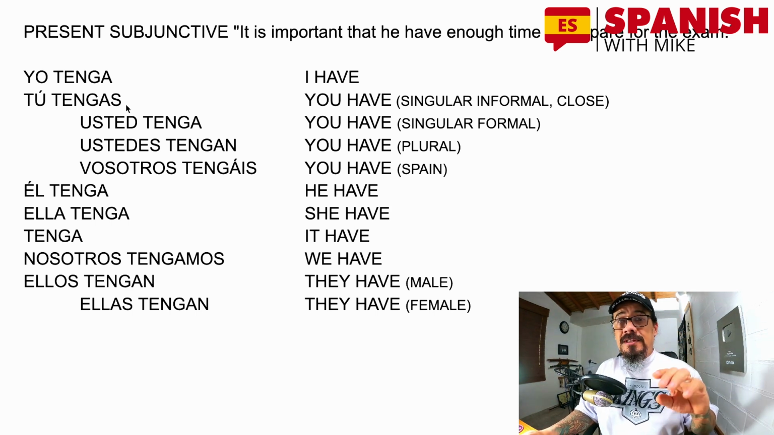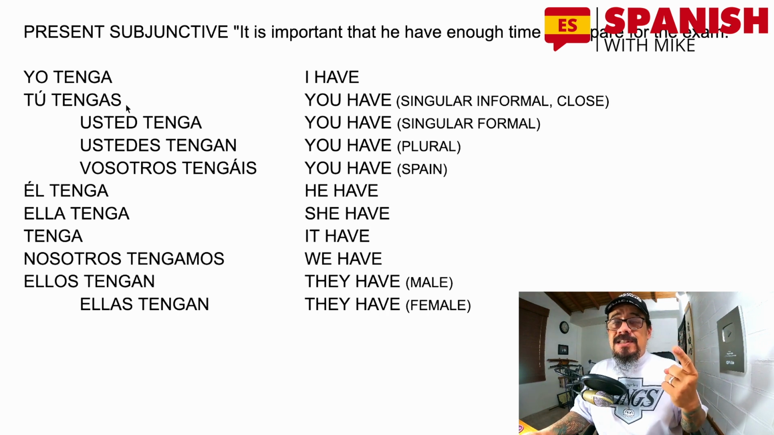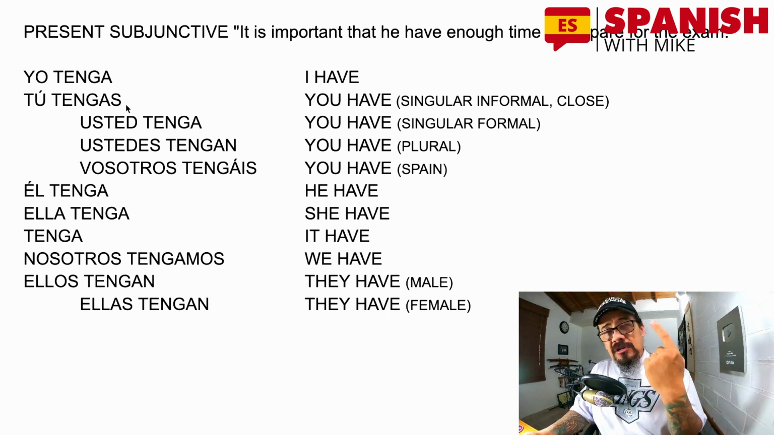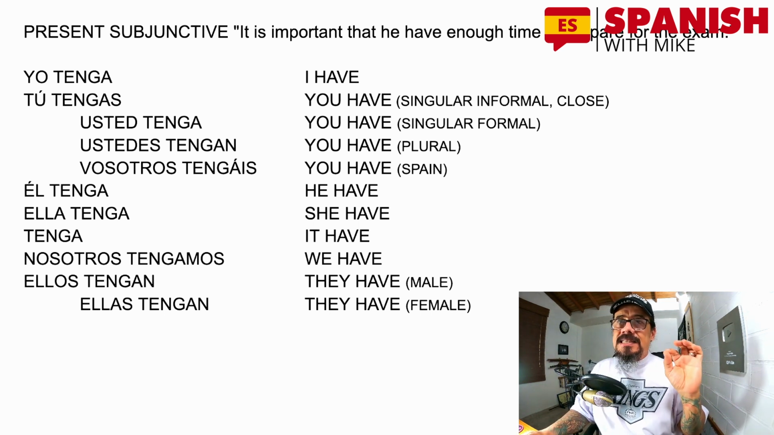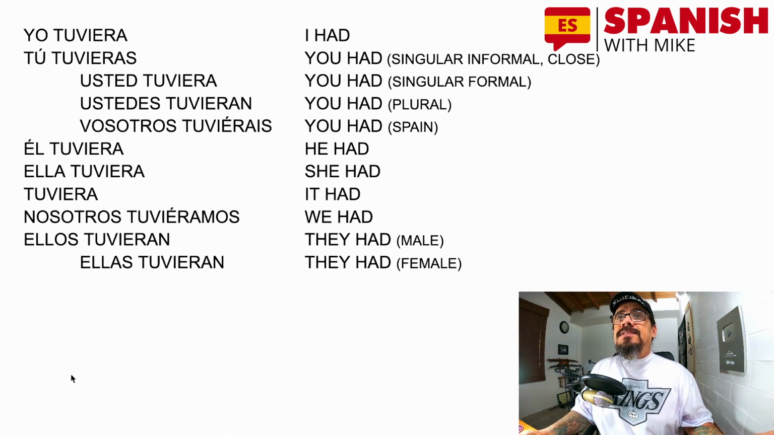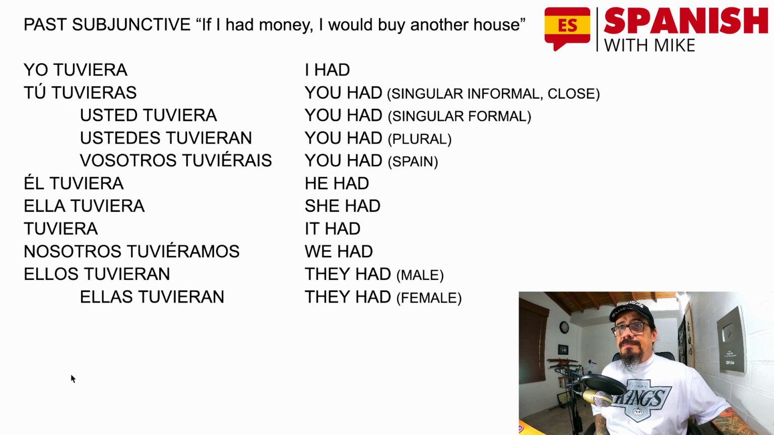Tengas, that's the subjunctive. And remember, not necessarily the subjunctive form in Spanish will be the subjunctive form in English. Not necessarily. That's something interesting and kind of complex, but it's part of the process. And let's go to the past subjunctive mood.